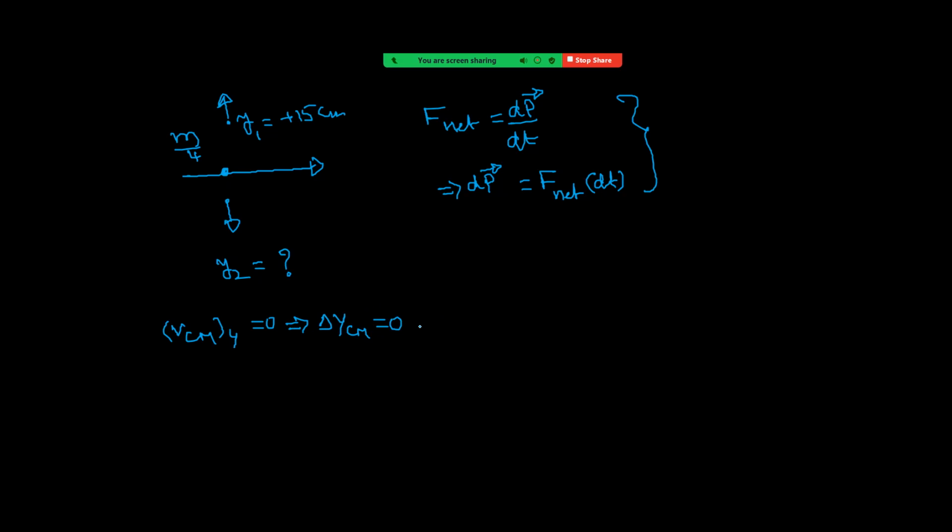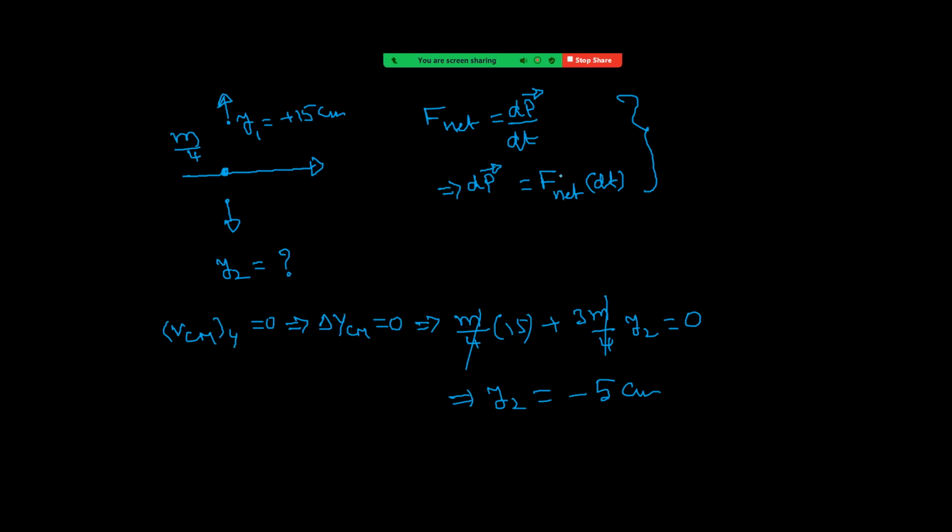From this we can write m1y1 plus 15 plus m2 into 3m by 4 into y2 equal to 0. m by 4, m by 4 gets cancelled. Remaining is y2. y2 equal to minus 5. That means it moves along the negative axis.